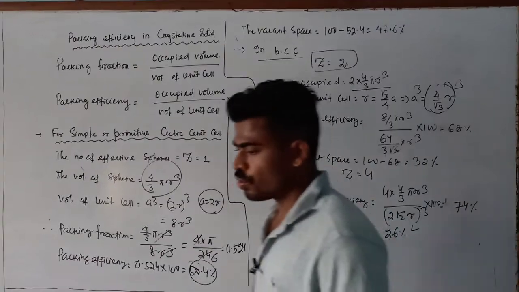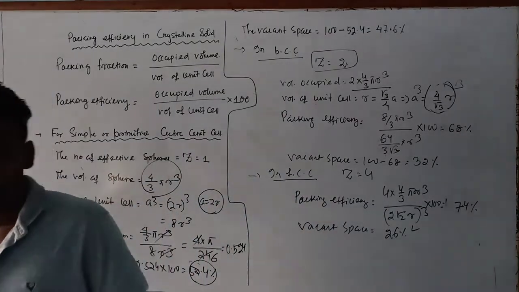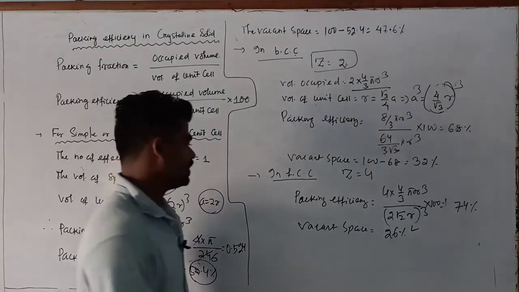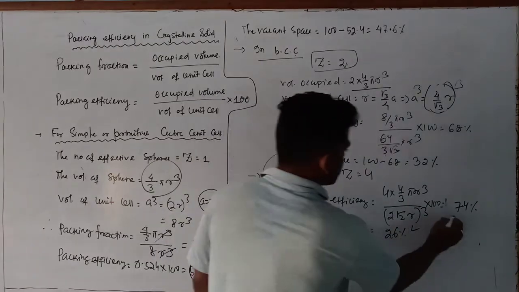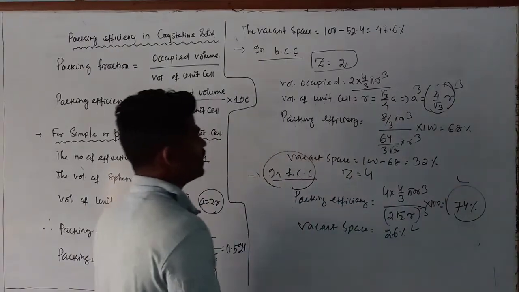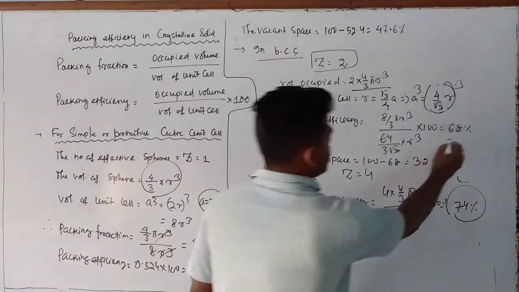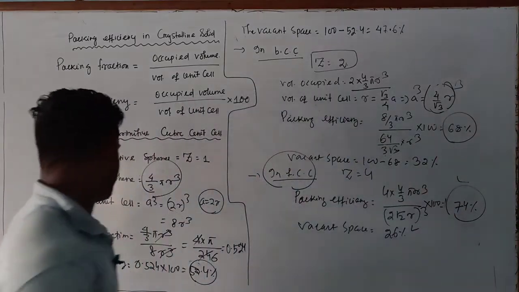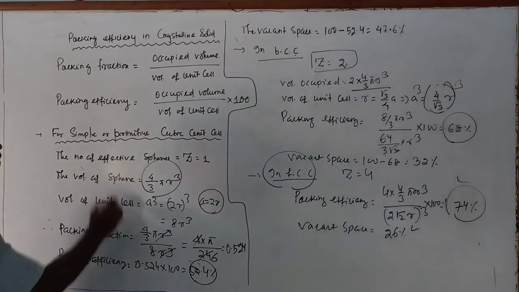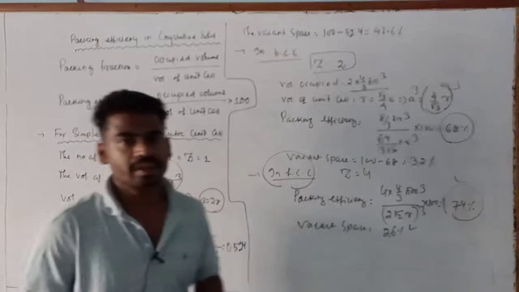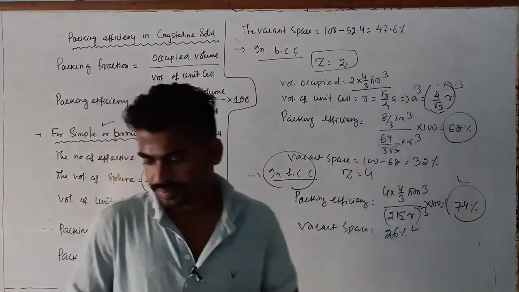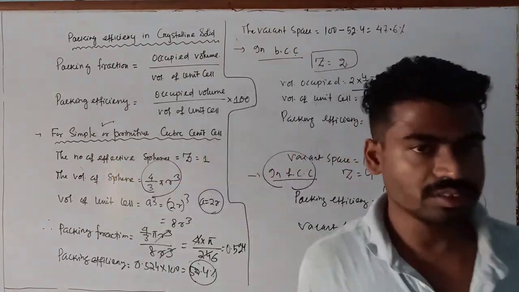Just remember, the maximum close packing that we have got is in case of FCC, that is the 74% maximum efficiency, and in BCC that is 68%, and the least packing that we have got is in case of a simple or primitive unit cell. Is that clear? Very good. Next we will discuss.